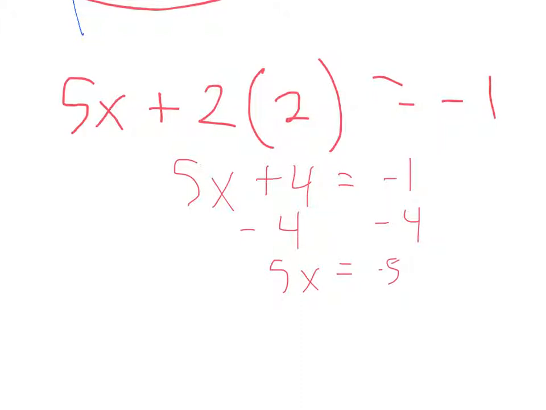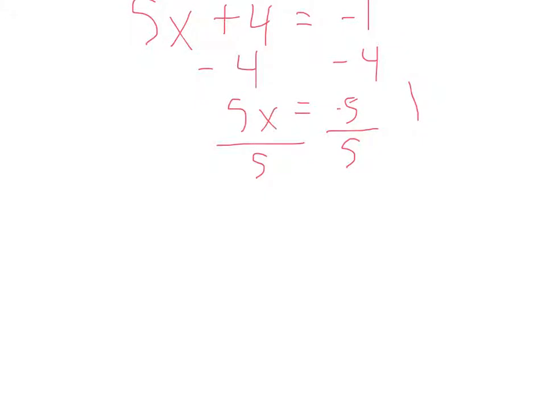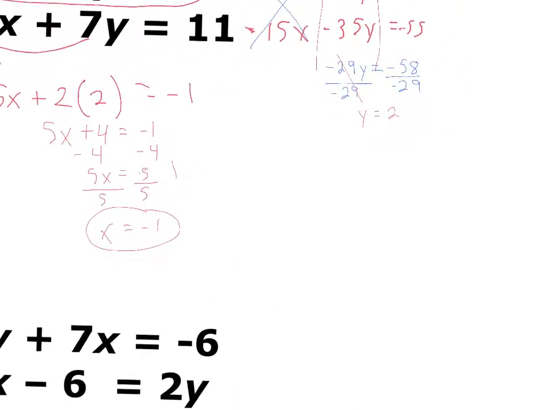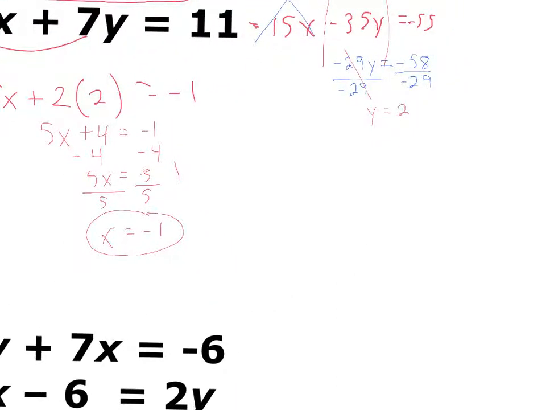And last but not least, divide each side by 5, and we would get x equals negative 1. Okay, so we found our x and our y. So if we put them in our ordered pair form, we have x equals negative 1 and y equals 2.